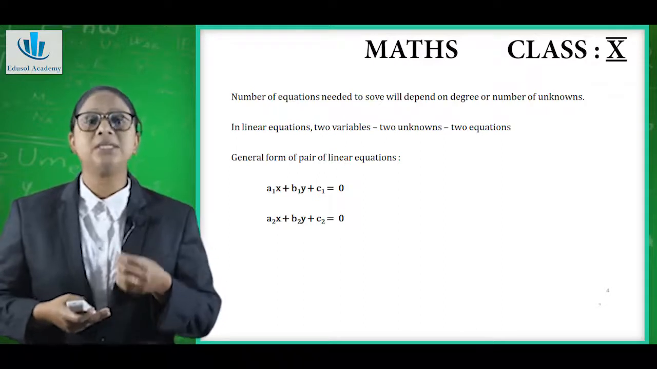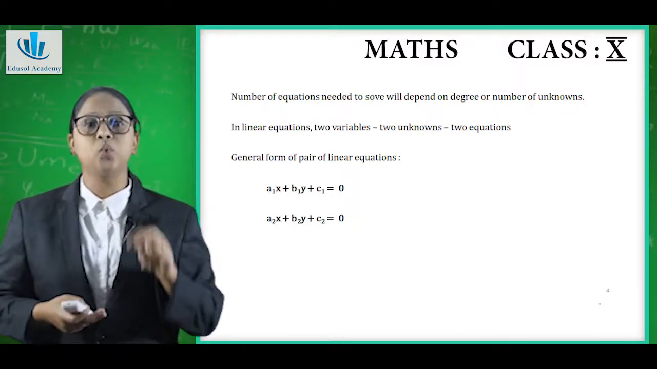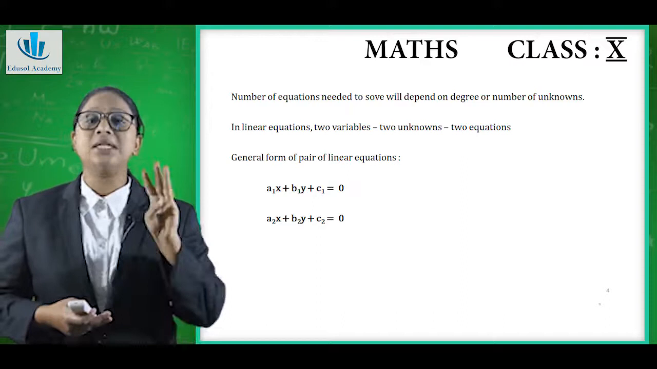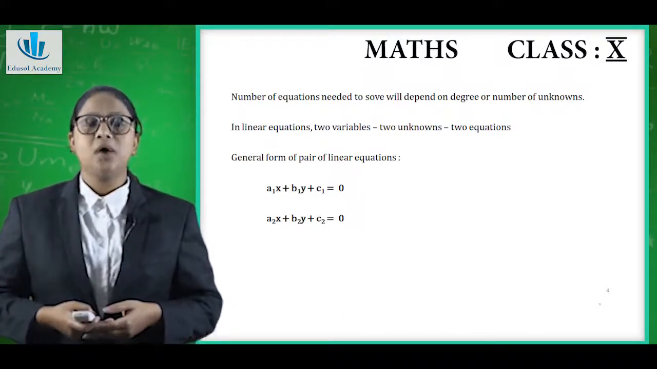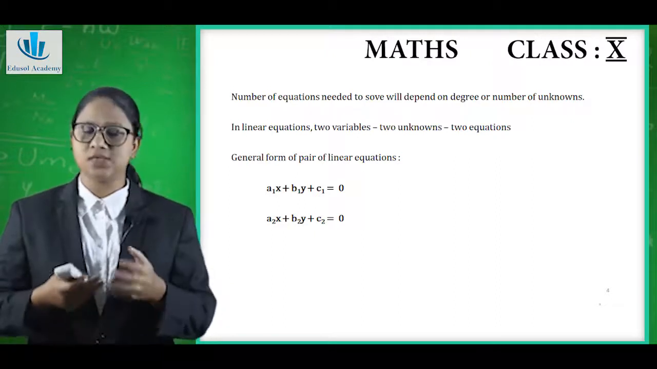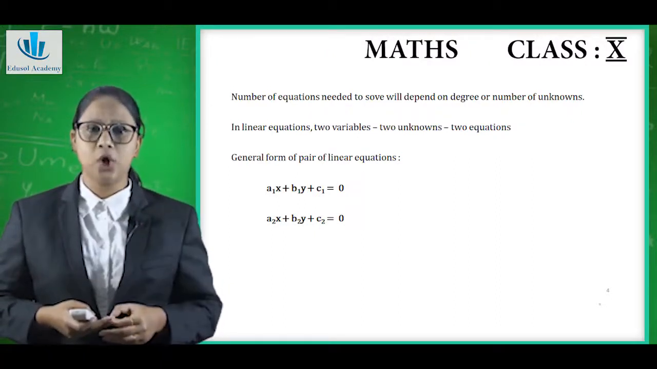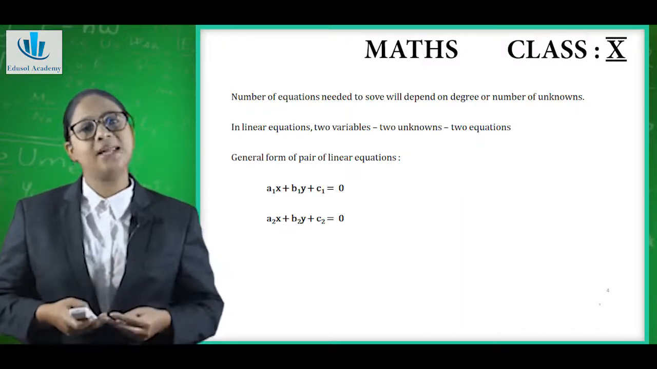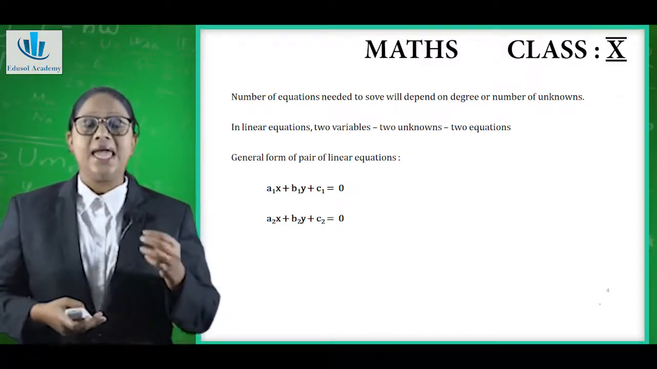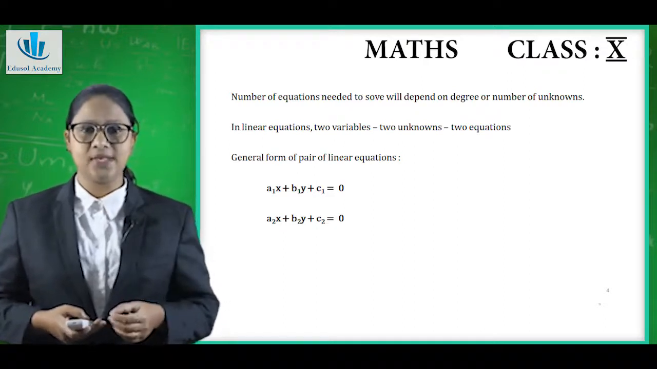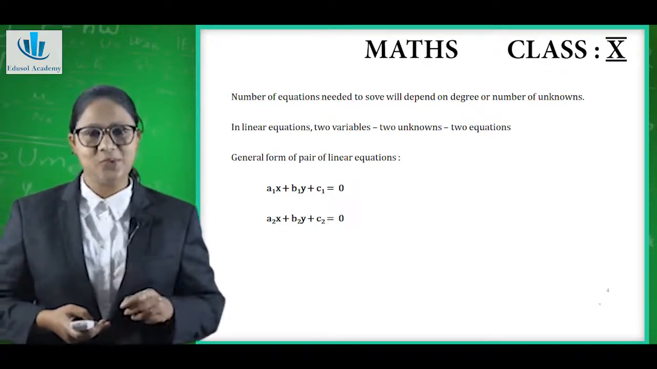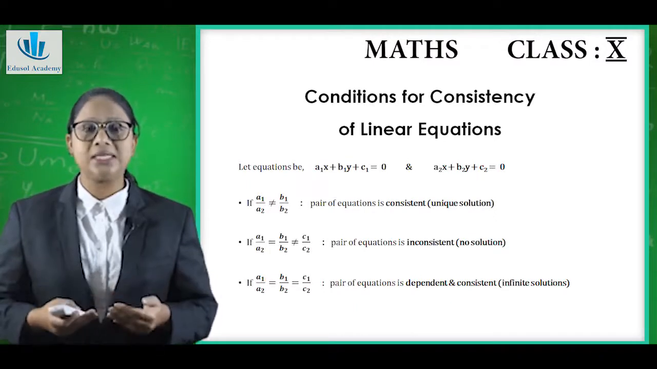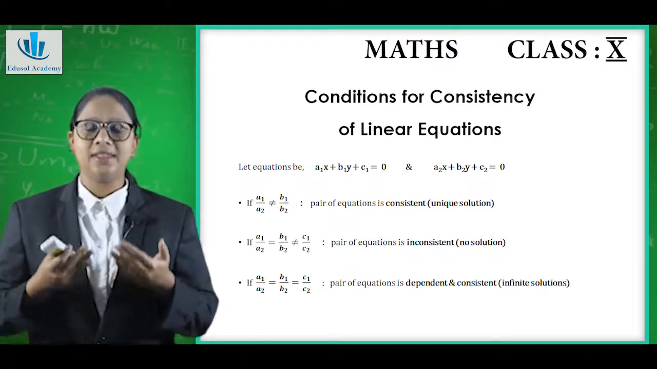And the number of equations we need to solve such an equation are 2. Why? Because there are two unknowns, so we need two equations. If there were three unknowns, we might have needed three equations, and that's how it works. So we can't use just one linear equation and solve it. We need two, and that's what we call a system of pair of linear equations in two variables. So the general formula for pair of linear equations in two variables is like this: a1x plus b1y plus c1 is equal to 0, that's one equation, and a2x plus b2y plus c2 is equal to 0, that's a second equation.